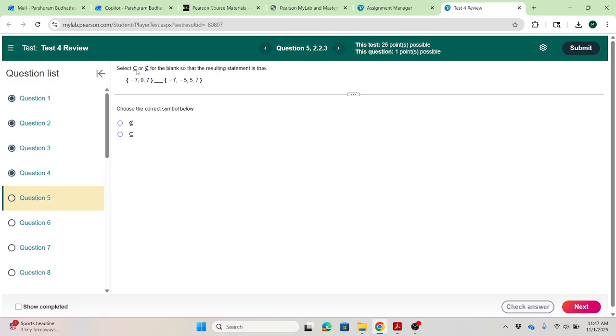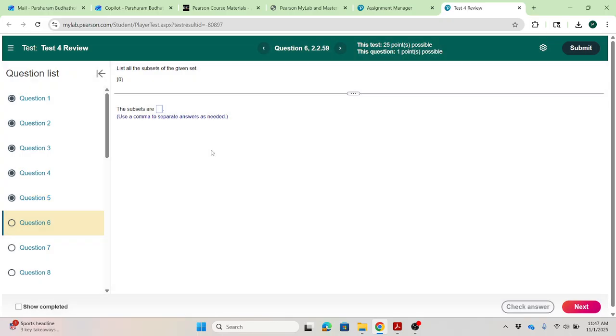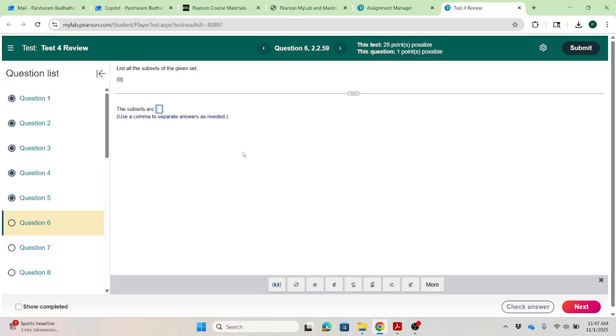Is this a proper subset or not a proper subset? Subset or not subset? -7, 0 and 7. 0 is not part of this, so it's not a subset. List all the subsets of the given set. There is one element, so there are two subsets. One is empty and another one is itself, which is {0}.